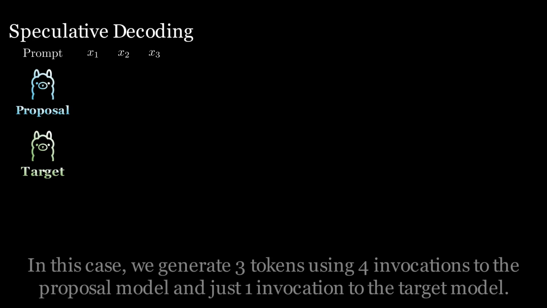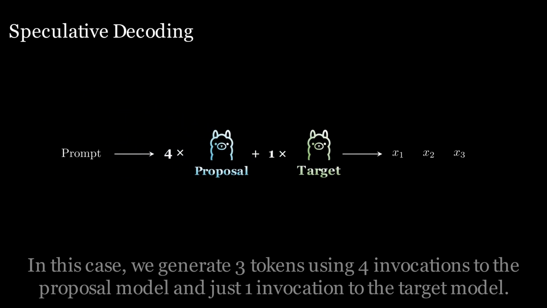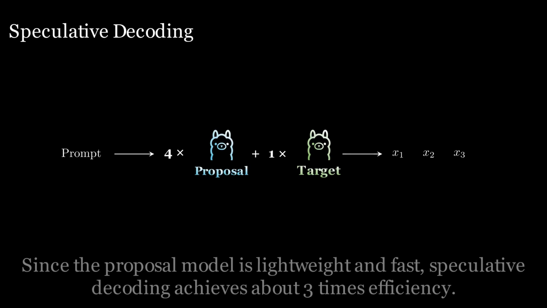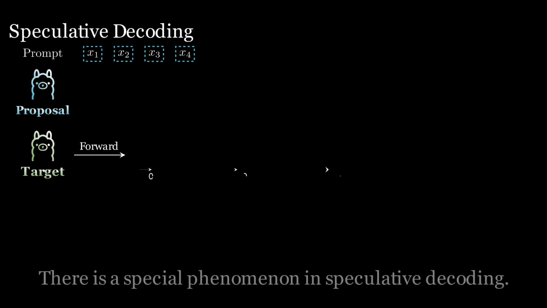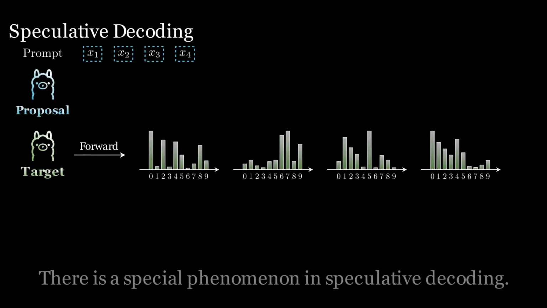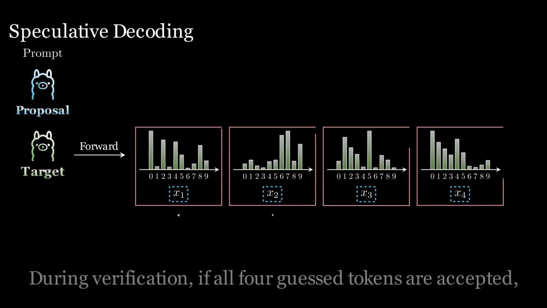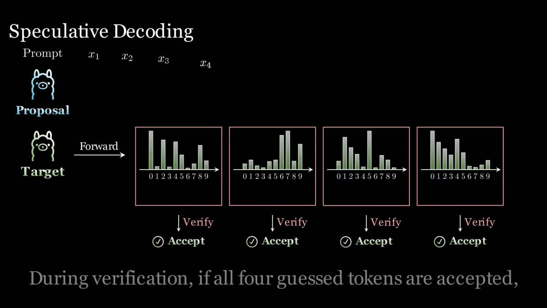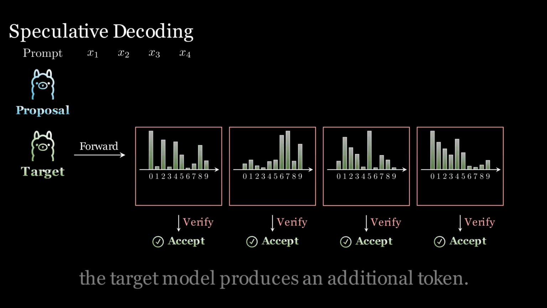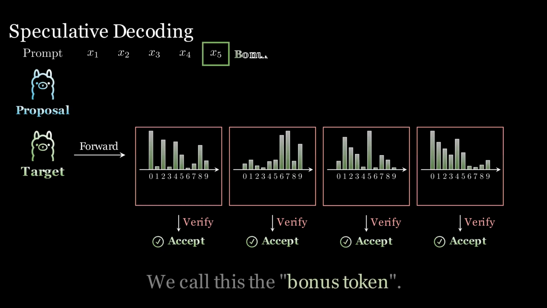In this case, we generate 3 tokens, using 4 invocations to the proposal model and just 1 invocation to the target model. Since the proposal model is lightweight and fast, speculative decoding achieves about 3 times efficiency. There is a special phenomenon in speculative decoding. During verification, if all 4 guess tokens are accepted, the target model produces an additional token. We call this the bonus token.